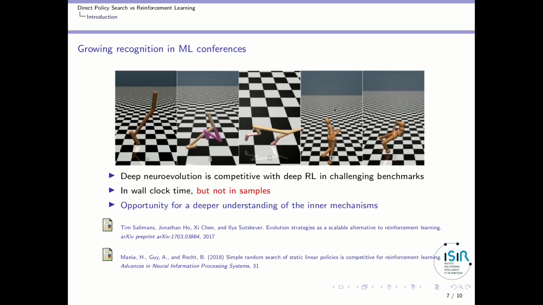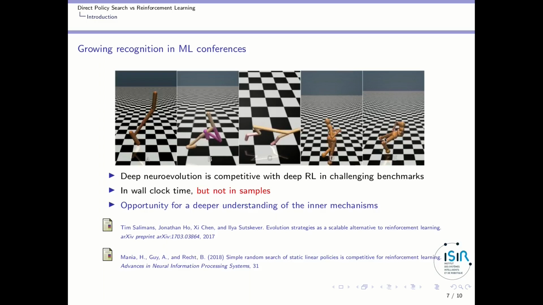Also, the comparison is relevant because there is a growing recognition of direct policy search approaches in machine learning conferences and the corresponding papers. So this one is very cited, the title is Evolution Strategies are a scalable alternative to reinforcement learning. And this one also showed that with a very simple random search algorithm, you can compete with reinforcement learning approaches, and that's a NeurIPS paper. And the general message is that deep neural evolution methods are competitive with deep reinforcement learning methods, even in very challenging benchmarks, such as humanoids, etc.